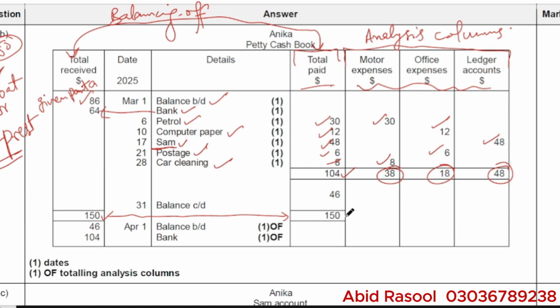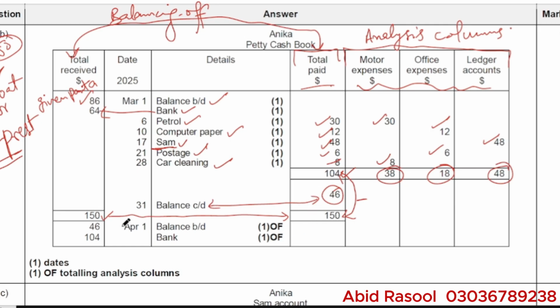Then we will subtract 104 from this 150. What is the difference? 46 is the difference. It means our total paid side was $46 short of the total received column. So this 46 will become the balance c/d. We will write balance c/d in front of this.